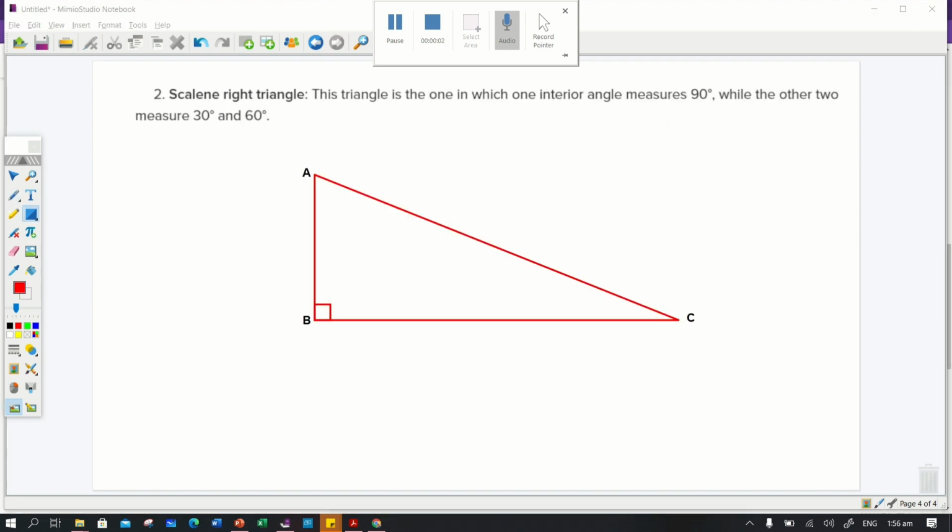Another type of right triangle is what we call the scalene right triangle. This triangle is the one in which one interior angle measures 90 degrees, while the other two measure 30 degrees and 60 degrees. In the figure, we know that angle B here is 90 degrees. And angle A here measures 60 degrees, and angle C measures 30 degrees. Take note that in this triangle, all three sides will be of different lengths and the three angles will be of different measures.